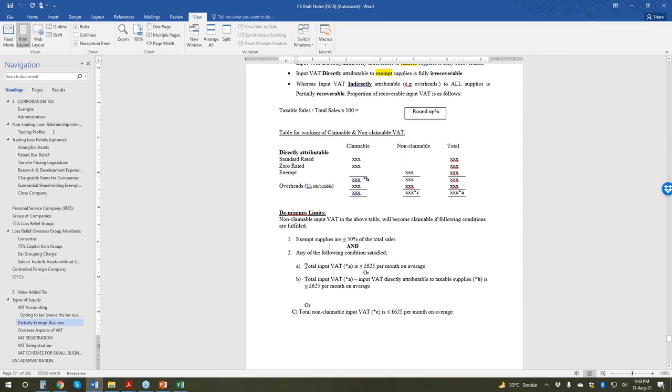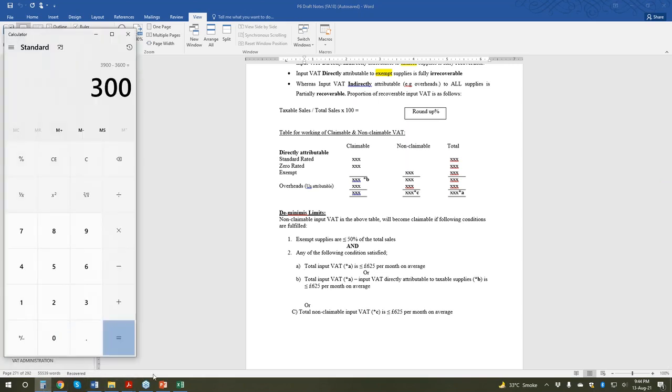Do remember, tests A and B are pretty straightforward and you do not have to do any workings. However, if these two are not satisfied, we then have to apply C, and for that we have to make a table. If we can satisfy A or B, we do not have to make this table. The first test: total input VAT should be less than 625 per month on average. If the data is given for a quarter, you can multiply this limit by three. If the data is given annually, you multiply it by 12, so the limit can be 7500 for annual figures. We will check later whether this test is satisfied in Nocton's case.